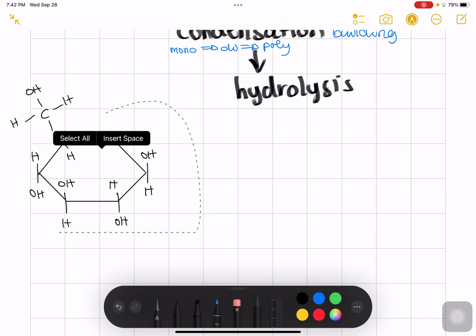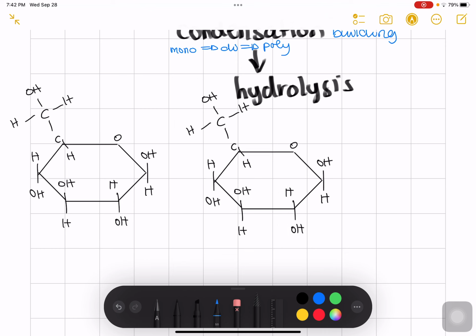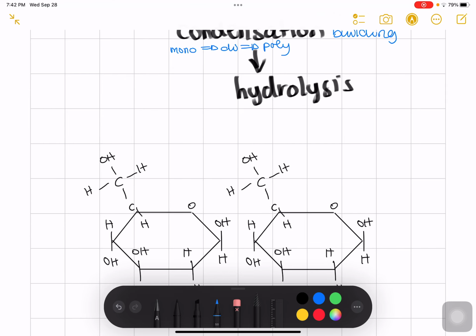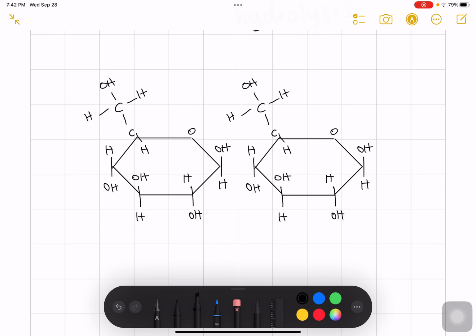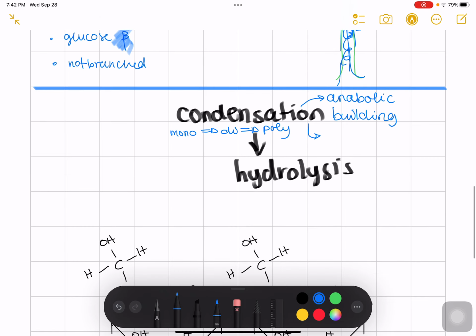Now, when we want to perform condensation, we need not one, but two glucoses. Let me put these in the middle so we can work on them. Okay. Now, what's going to happen in this reaction is that condensation is going to be in... Oh, I meant condensation. Let me repeat that part.